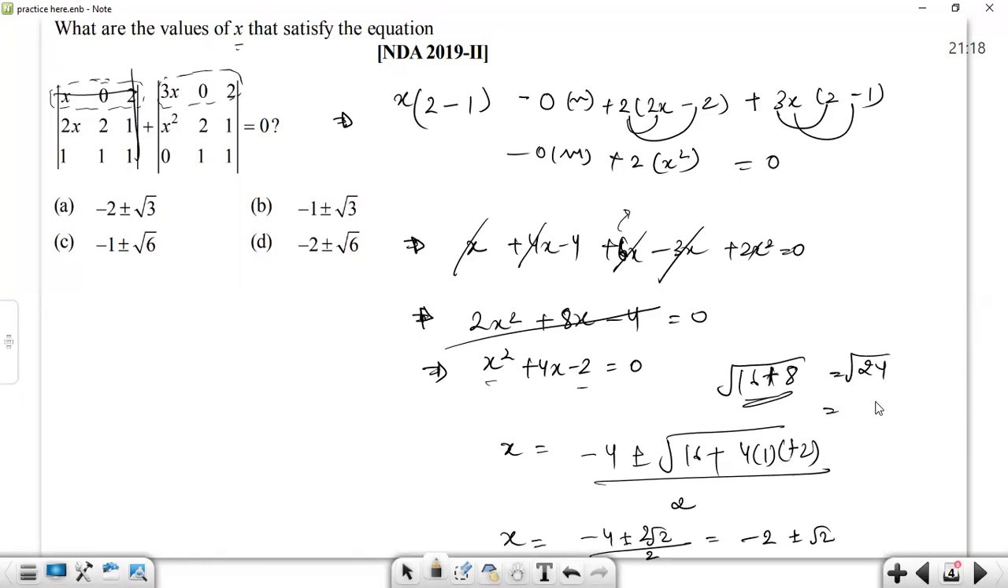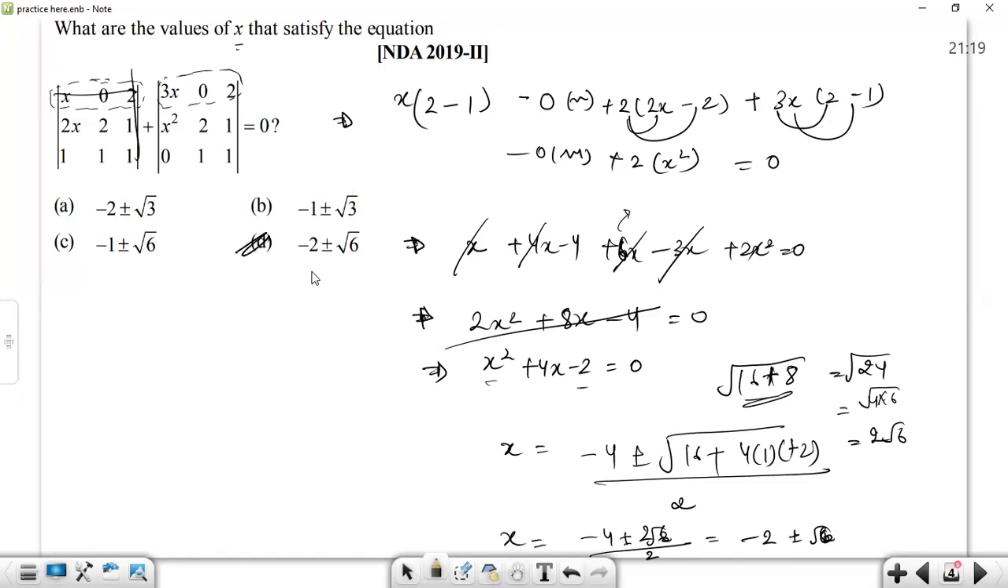Square root of 24. 24 can be written as 4 into 6. Right? Wait. Instead of writing it as 4 into 6, can we do something else? We have to go with 4 into 6 only because there is no other perfect square which is a factor of 24. So the square root of 4 is 2, 2 root 6. So this becomes 2 root 6 now. 2 cancels minus 4, this becomes minus 2. 2 cancels 2, now it will become minus 2 plus minus root 6.